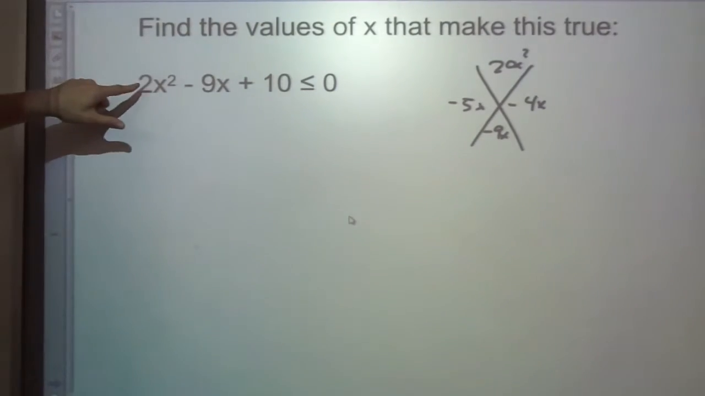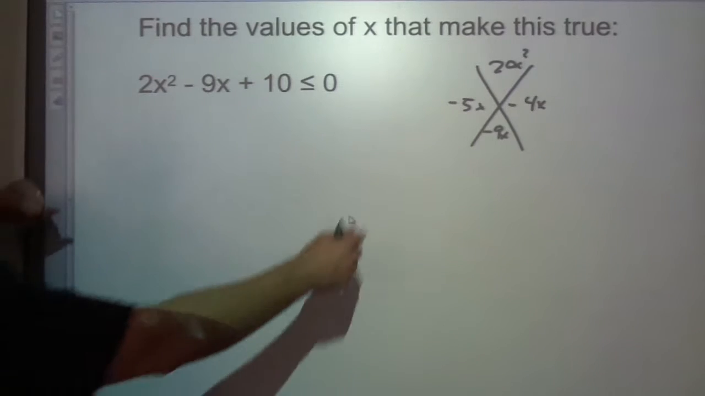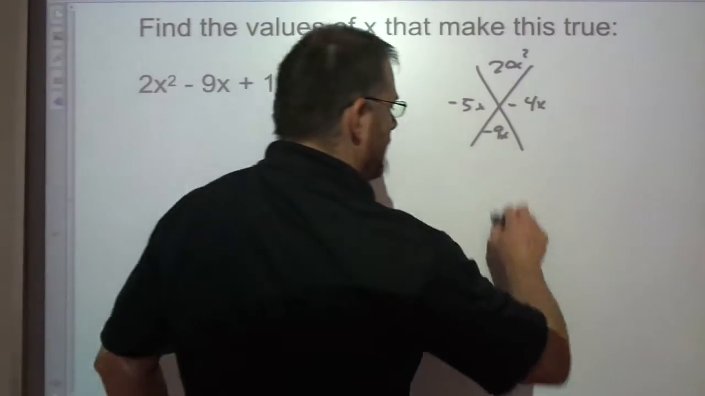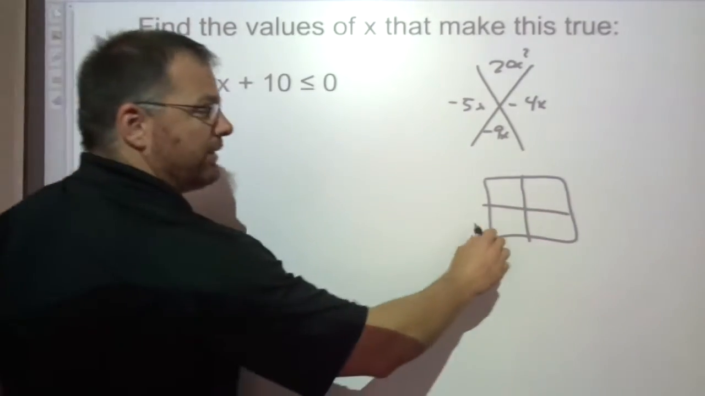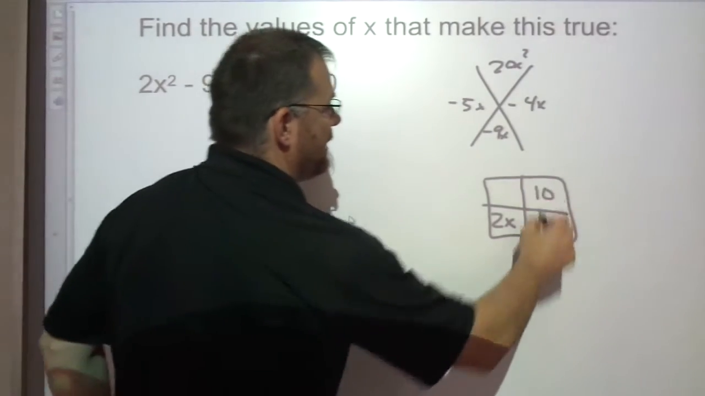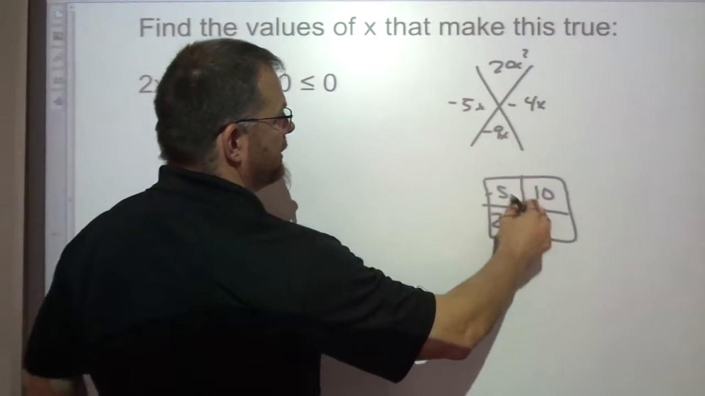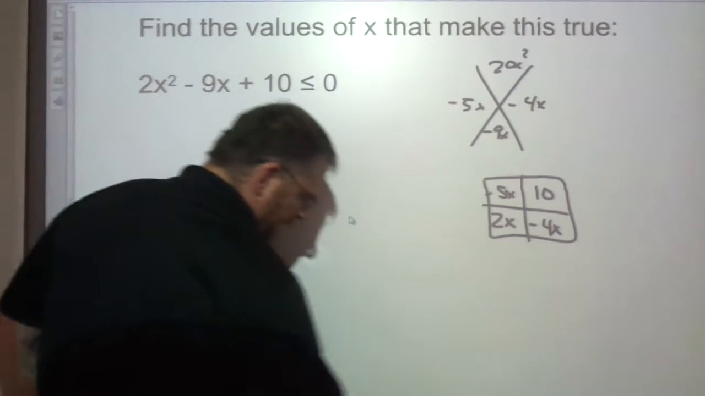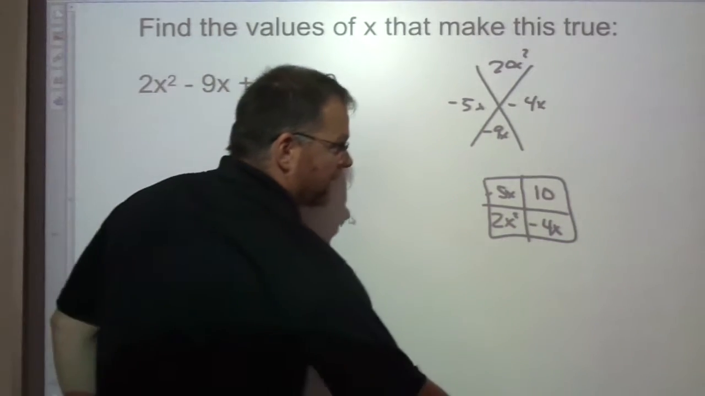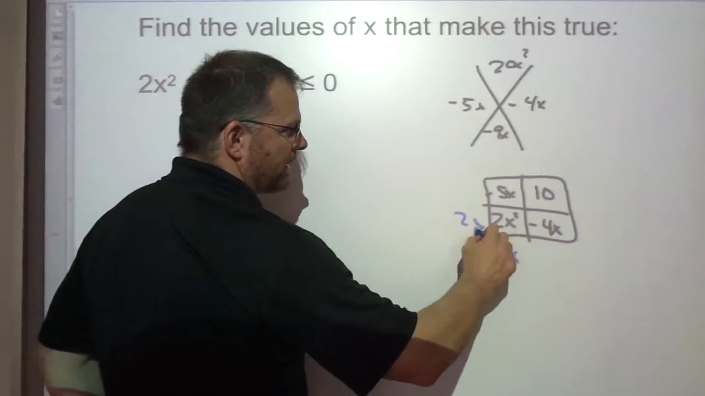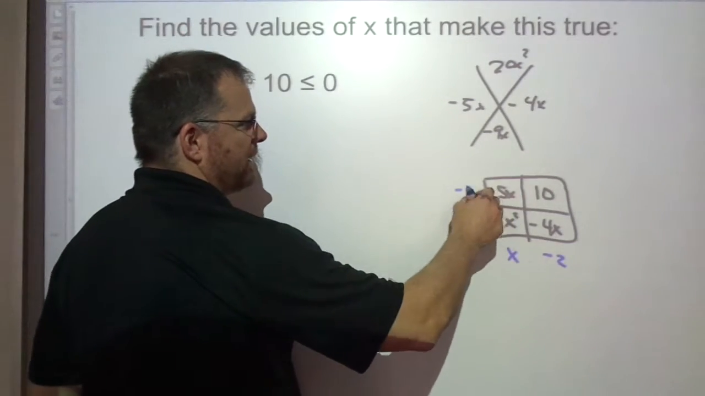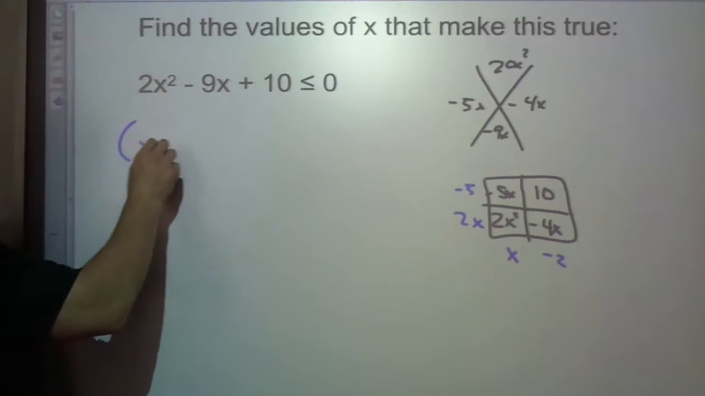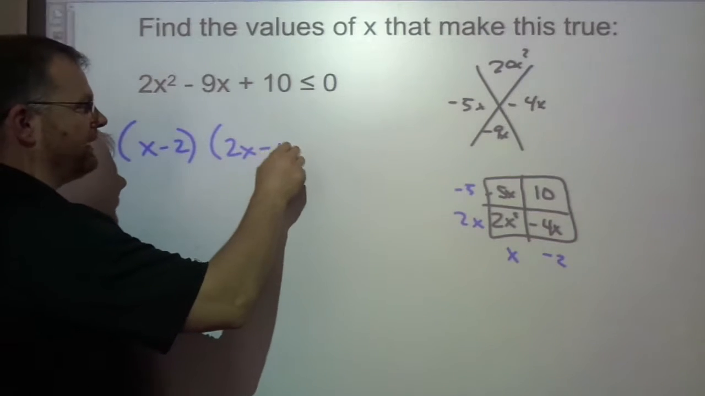Now, if it was not a 2 there, if it was just an x, then I could go straight to x minus 5, x minus 4. But that 2, remember, means that I have to do my area model here. And I have to put in my 2x squared, and I have to put in my 10, and then these guys go in here. And now we just get around the outsides. Wait, this is 2x squared, so to get around the outside, let's go x and 2x. Let's make that negative 2 and this negative 5, and that multiplies right. So my factored form here is going to be x minus 2 and 2x minus 5.